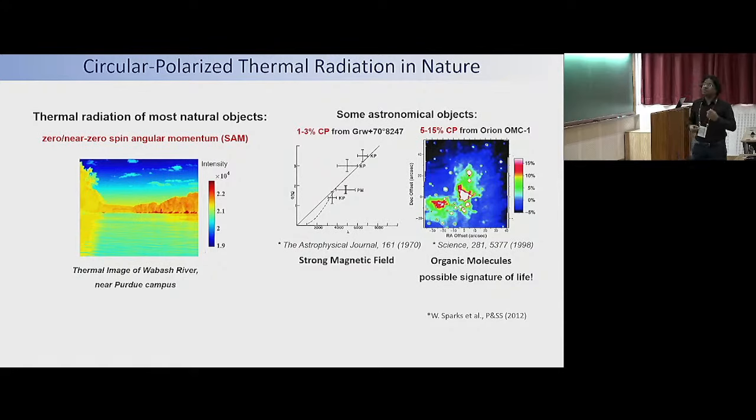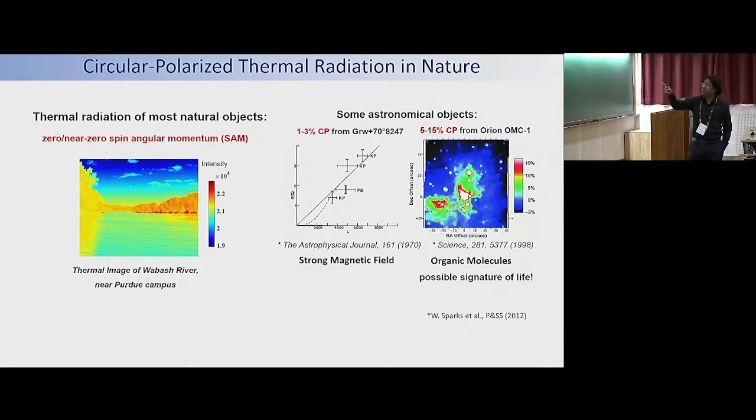So that gave us the motivation. Let's start to look at, how do we create the spin angular momentum in thermal radiation? So when we looked at literature, we found that on Earth in general, you don't see this phenomenon. But if you look at just starlight and many astronomical objects, because of the very strong magnetic fields that are created in these cosmic systems, you can actually get thermal radiation which has some circular polarization. But that does require very strong magnetic fields.